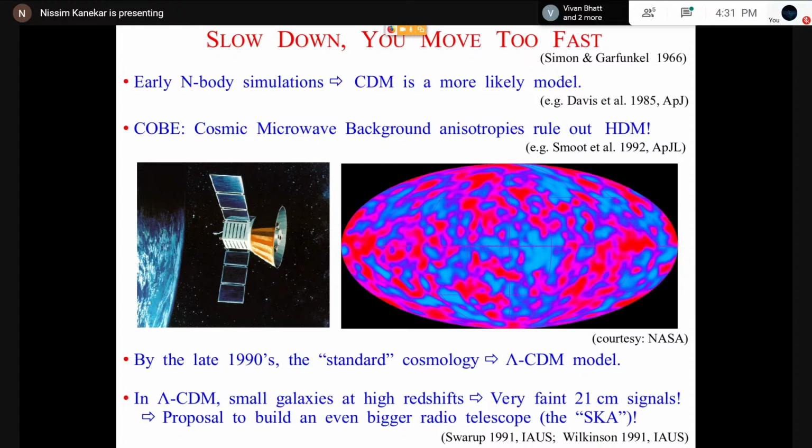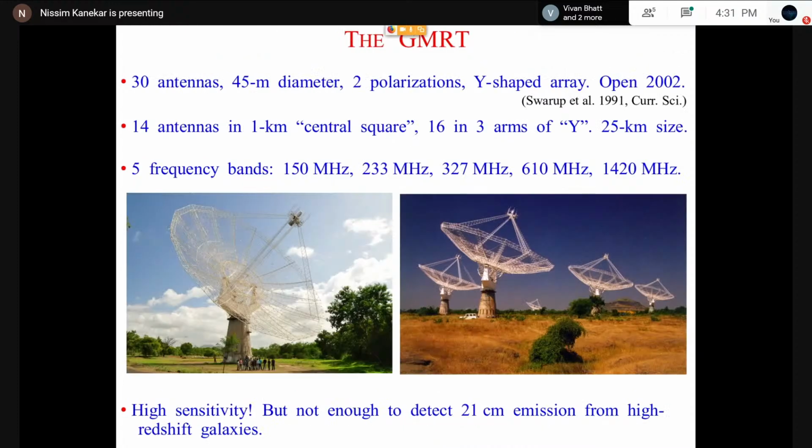And so when the GMRT came online in 2002, there were a whole bunch of other things that the GMRT could do and did right away, although it couldn't do its primary science goal at the time when the proposal came in. So what happened? So that was the GMRT.